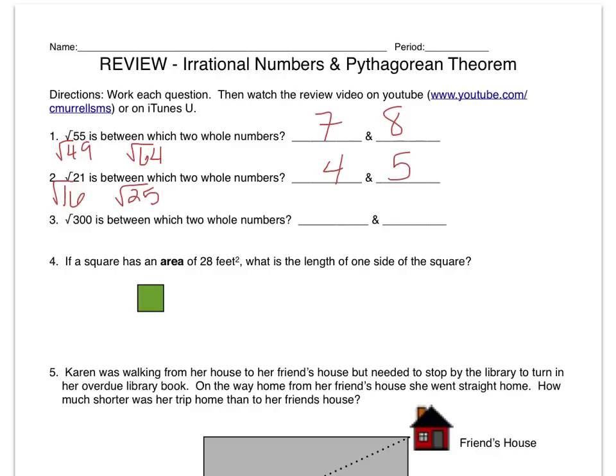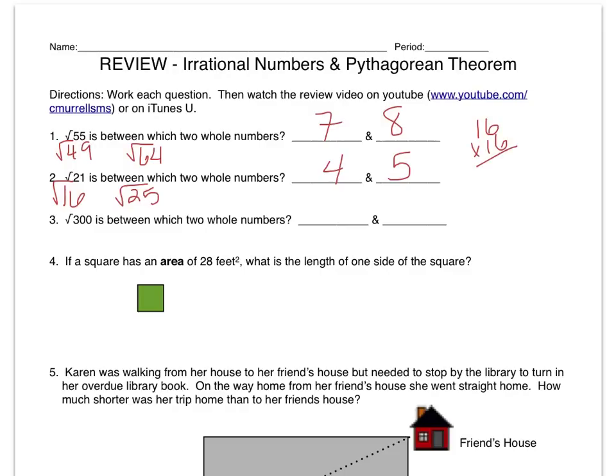Then the square root of 300 is a little bit tougher. I know that the square root of 400 is 20, so I know it's going to be less than 20. I know this, 15 squared is 225, so it's somewhere between 15 and 20. So over on the side of my paper, I would just start with 16.